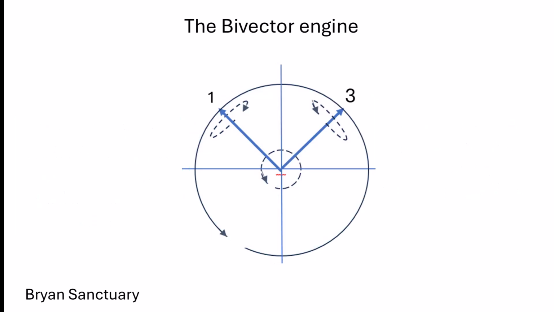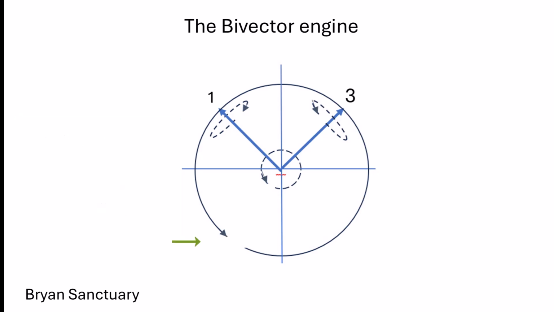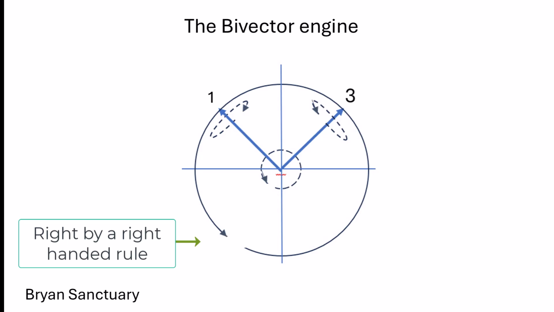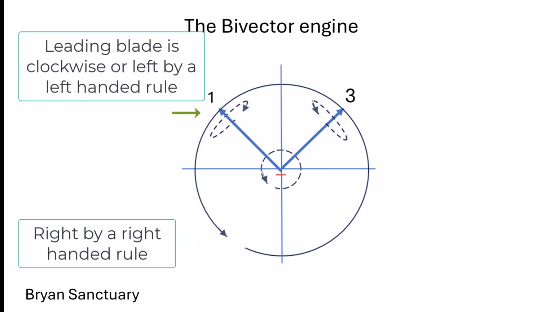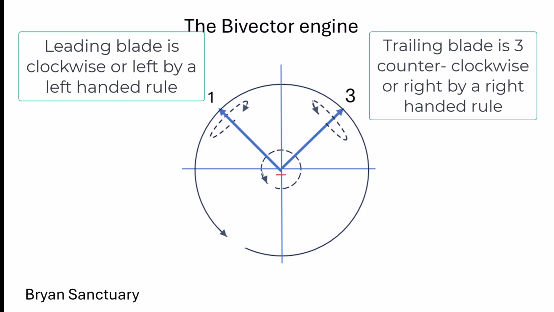Now we are back in the body fixed frame, and you can see the internal workings of the engine. Note, when the two axes turn counterclockwise, which is right by a right-handed rule, the leading blade is 1, which is clockwise, so it's left by a left-handed rule. The trailing blade is 3, which has counterclockwise or right chirality by a right-handed rule.